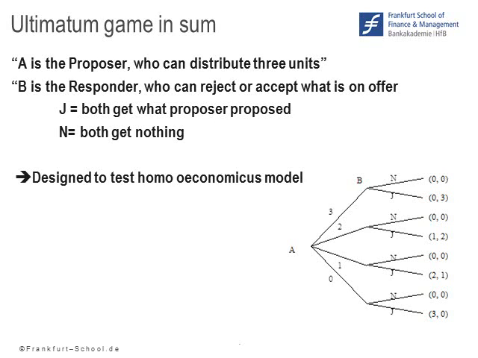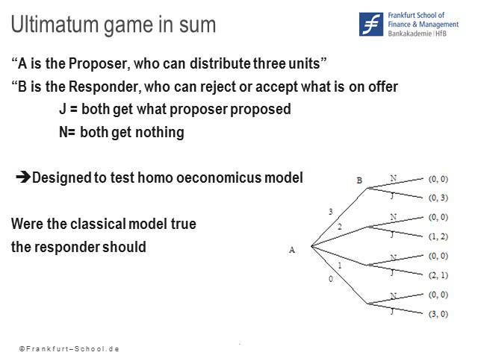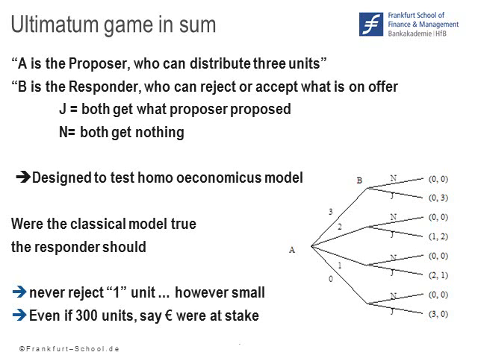This is designed to test the Homo economicus model, and the Homo economicus should behave the following way. Were the classical model true, the responder should never reject 1 unit, however small, even if it's 300 units in euros, she or he should accept 1 unit. Obviously, this is not how human beings behave.